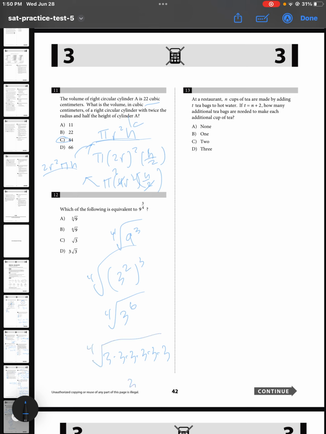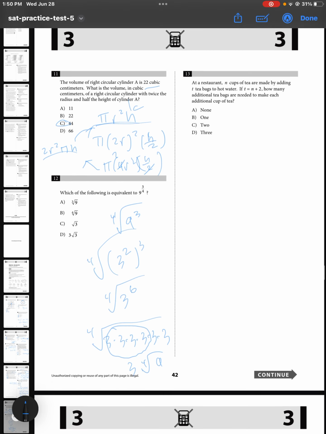Take out a 3 from that. Take out 3 from these 4, giving us 3 times the 4th root of 9. But the 4th root of 9 is the 4th root of 3 squared. So that's just 3 to the 1/2. So it's basically 3 times 3 to the 1/2. 3 to the 1/2 is just root 3, so it's the same thing as 3 root 3.